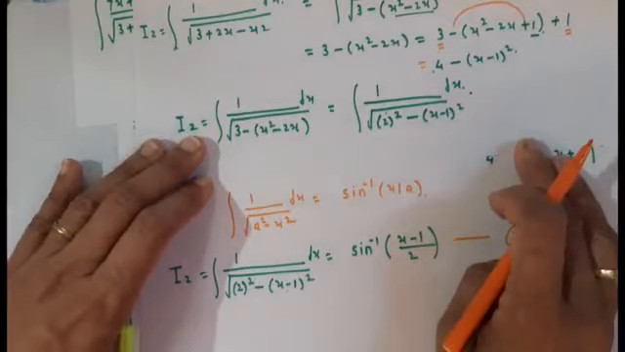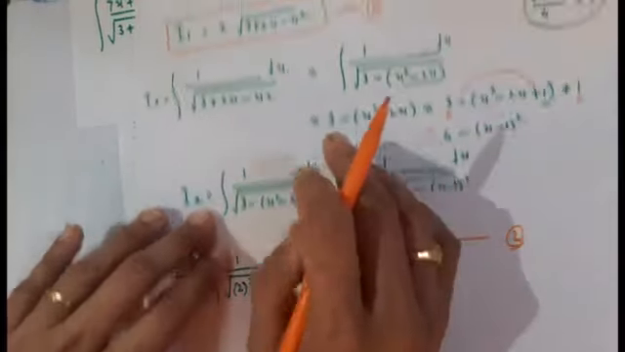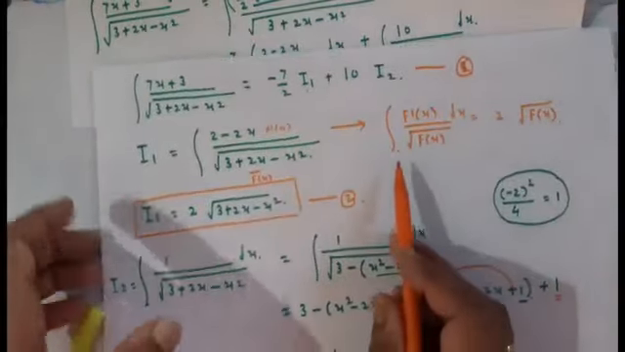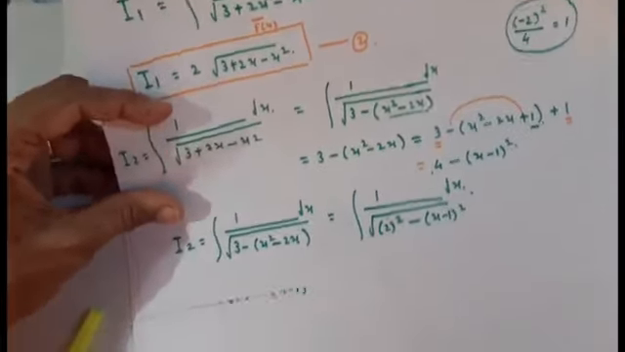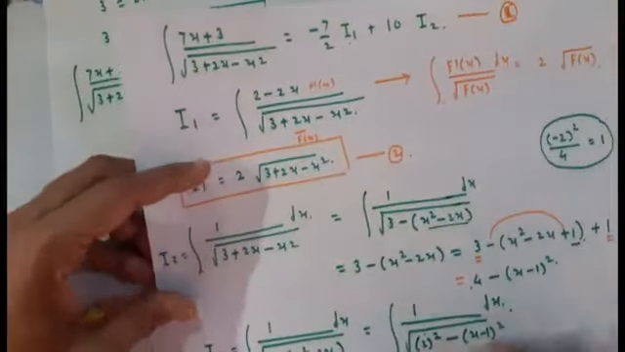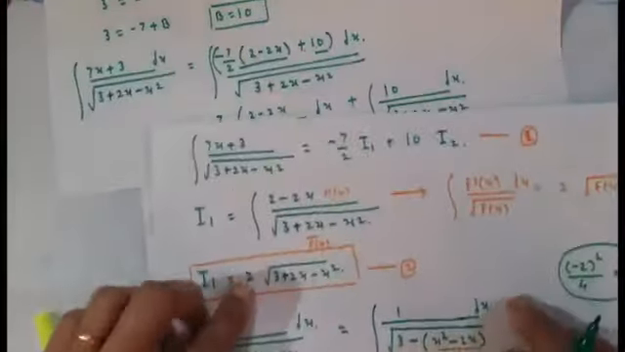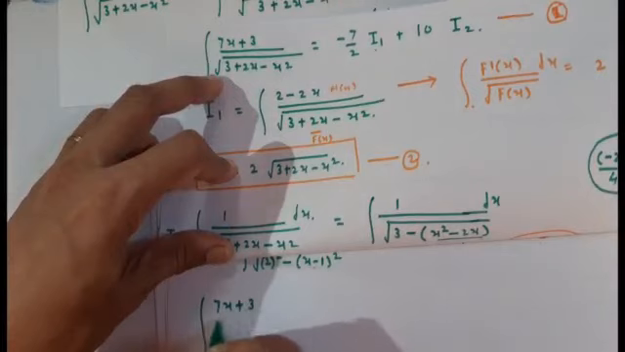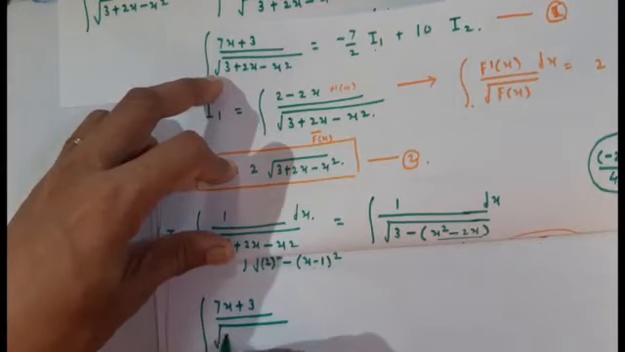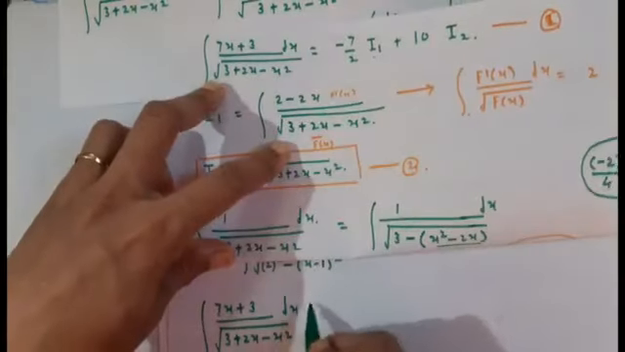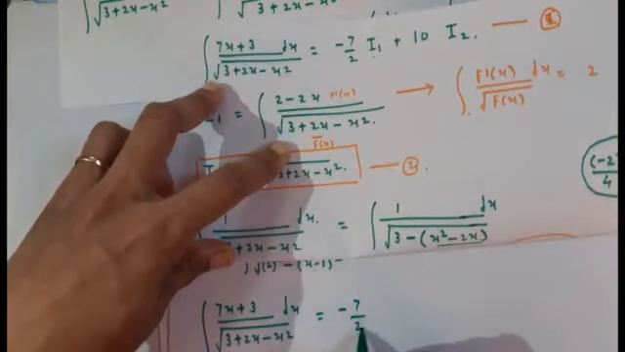This is statement 3. Put the values of 2 and 3 in 1. Therefore we will get the integration of 7x plus 3 upon square root of 3 plus 2x minus x square with respect to x, equal to minus 7 by 2 I1.